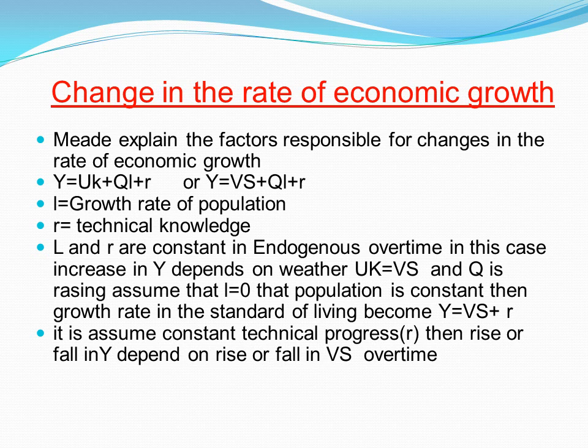In the endogenous case, over time, the increase in Y depends on whether U multiplied by K equal to V multiplied by S and Q is rising or increasing. Assume that L equal to 0, that population is constant. Then the growth rate in the standard of living becomes Y equal to V multiplied by S plus R. It is assumed constant technological progress R. Then the rise or fall in Y depends on the rise or fall in V multiplied by S over time.